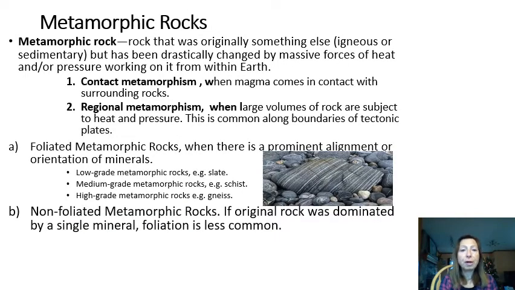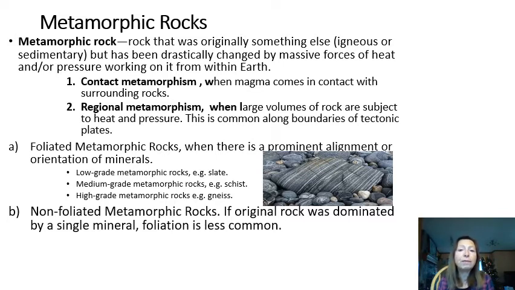The third major class of rocks are the so-called metamorphic rocks. As the name metamorphic suggests, those are rocks that were originally something else and they have undergone metamorphosis, that means transformation. They used to be either igneous or sedimentary rocks and they have been drastically changed by massive forces of heat and pressure, usually both heat and pressure, sometimes just one of them, working on it from within the earth.